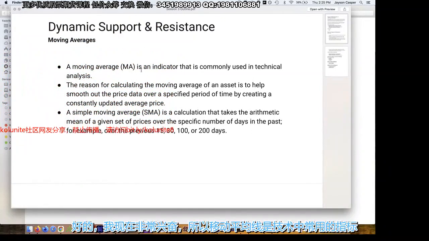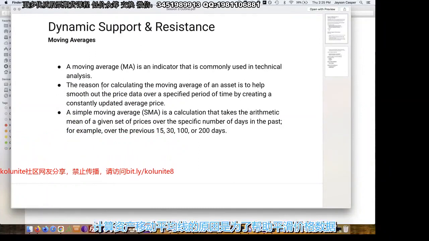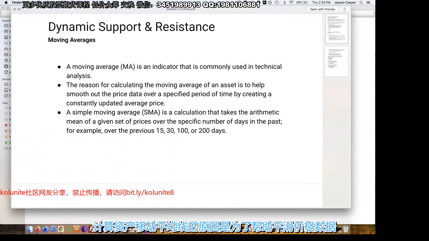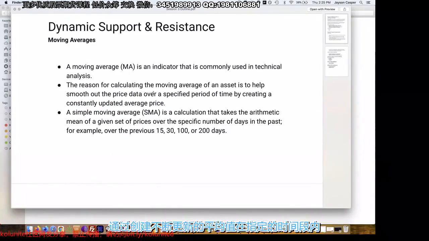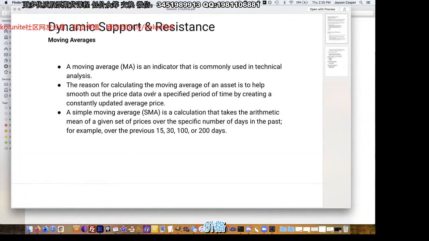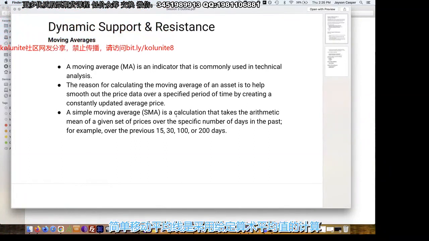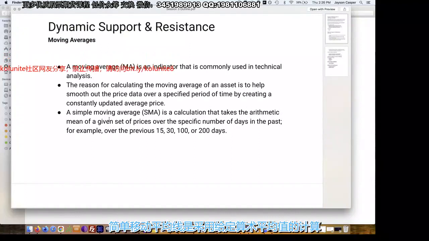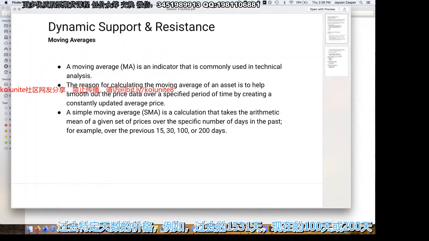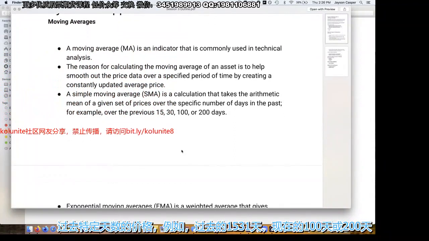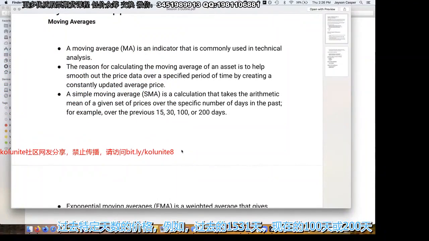So a moving average is an indicator that is commonly used in technical analysis. The reason for calculating the moving average of an asset is to help smooth out the price data over a specified period of time by creating a constantly updated average price. A simple moving average is a calculation that takes the arithmetic mean of a given set of prices over the specific number of days in the past. For example, over the previous 15, 30, 100, or 200 days.